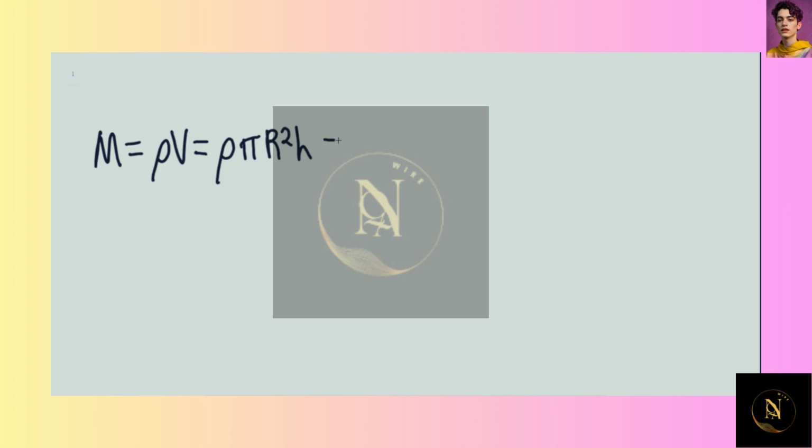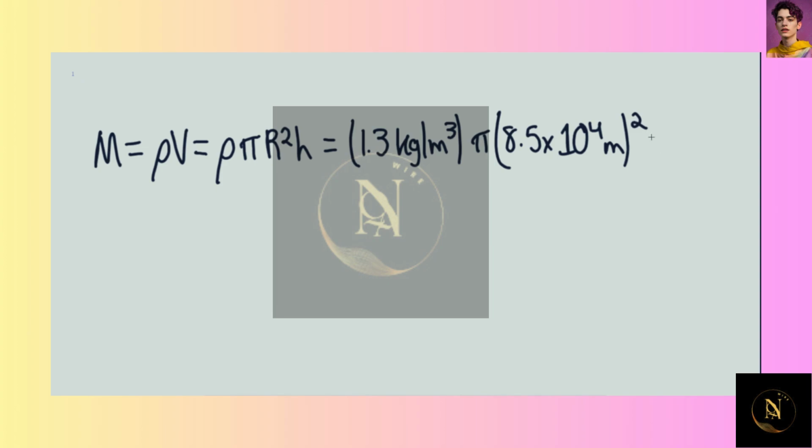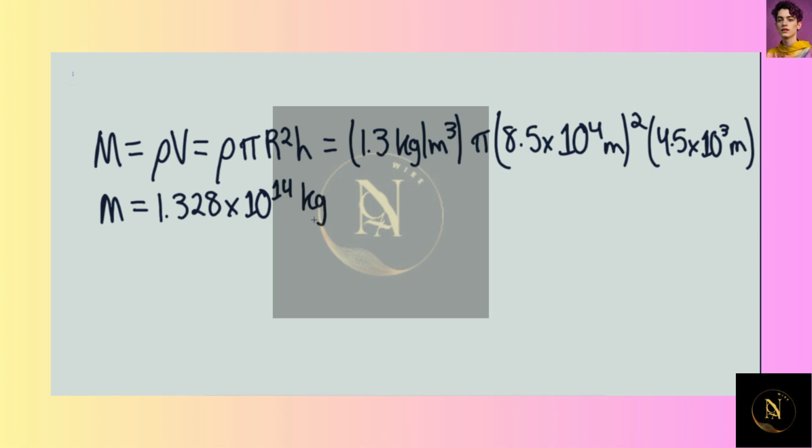hurricane. And so this would be the density of air, 1.3 kilograms per cubic meter, multiplied by pi, multiplied by 8.5 times 10 to the fourth meters, quantity squared, and then multiplied by 4.5 times 10 to the third meters. And we find that the mass of this column of air is going to be 1.328 times 10 to the 14th kilograms. So this would be for the hurricane.